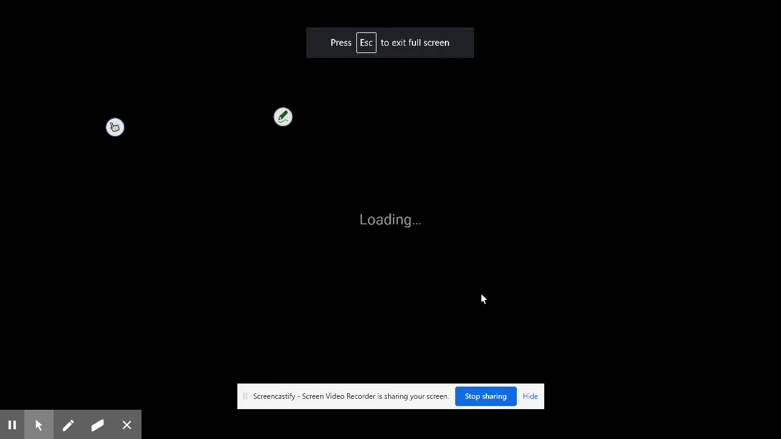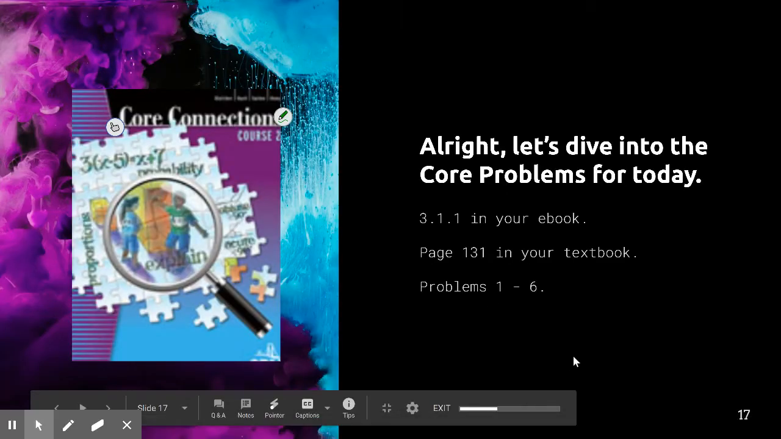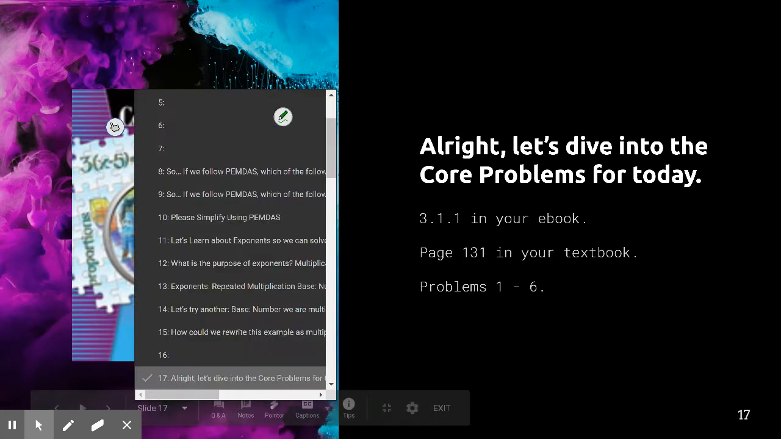All right, so here we're taking a look at the core problems for 3.1.1. This will be page 131 in your textbook, and just problems 1 through 6. So only 6 problems for today. So let's go ahead and get started.